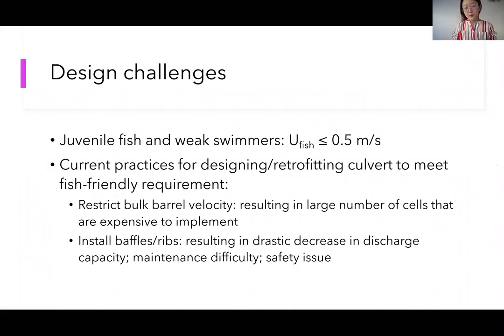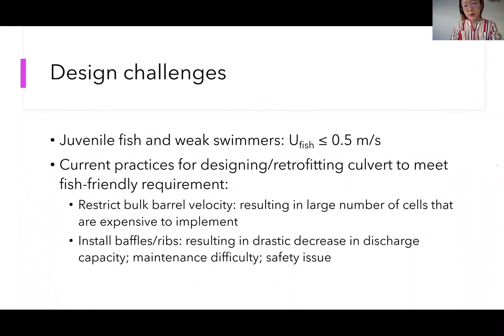As for current practices for retrofitting the culvert, when we were doing the project, the design guideline offered by the biologists and the fishery regulation authorities was that you need to make sure the flow within the culvert is 0.3 meters per second or less, and that is just not possible to implement.